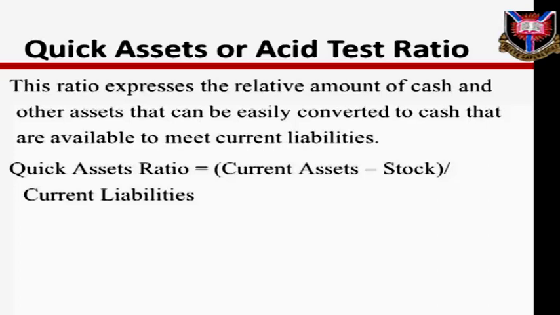Quick assets or acid test ratio. This ratio expresses the relative amount of cash and other assets that can be easily converted to cash that are available to meet current liabilities. Quick asset ratio equals current assets minus stock over current liabilities.